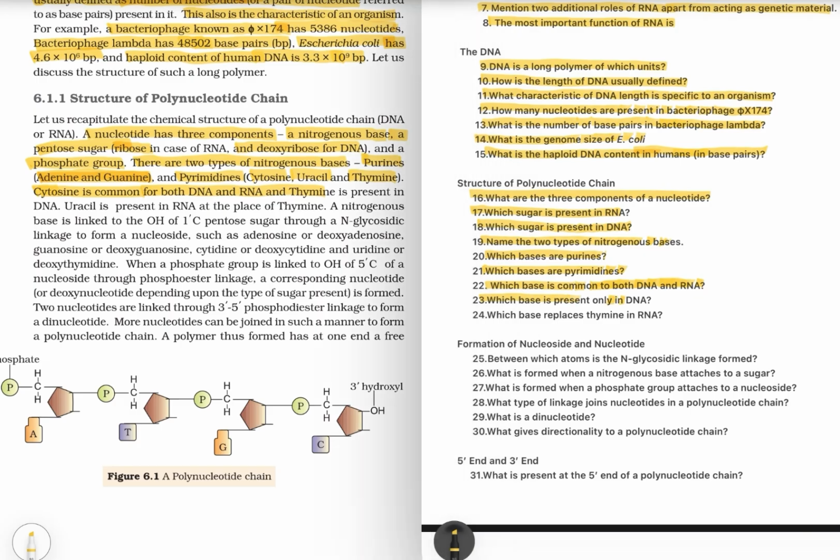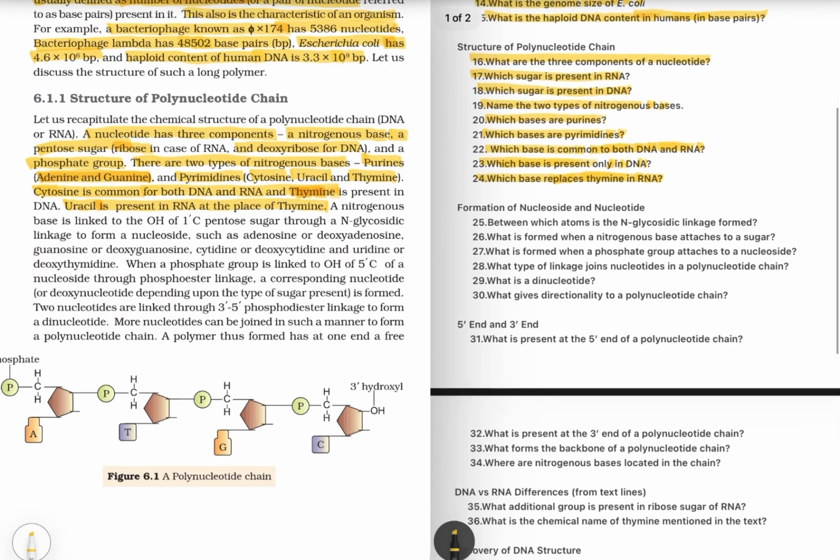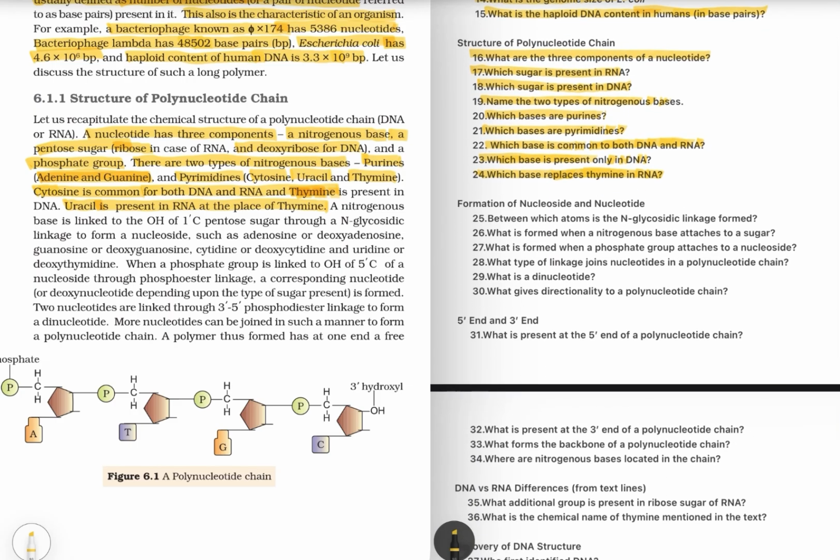Which base is present only in DNA? That is thymine. Thymine is exclusively present in DNA. Which base replaces the thymine in RNA? Uracil. It is present in RNA in the place of thymine. Let us see formation of nucleotide and nucleoside.